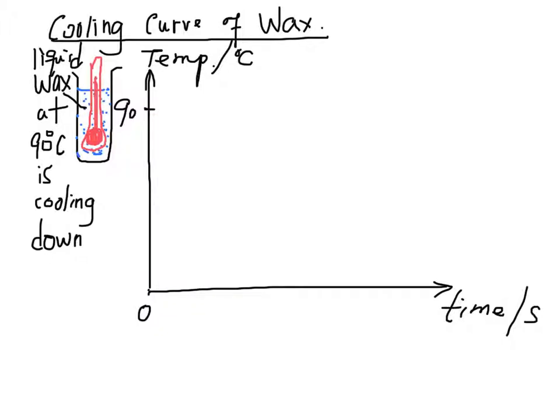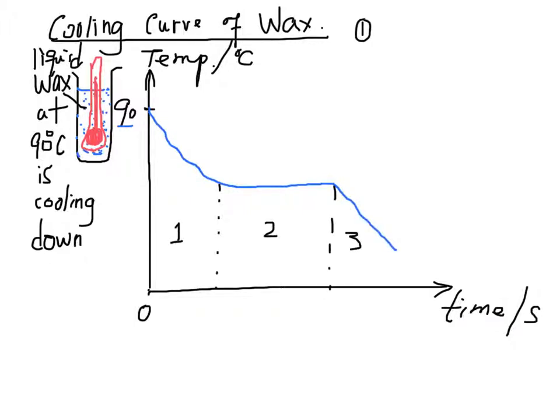When the liquid wax is cooling down from 90 degrees Celsius, its temperature time graph has three sections. The first section shows that the temperature of the wax decreases with time. The next section shows that at a certain time, the temperature of the wax remains constant. And after that, the temperature drops again.